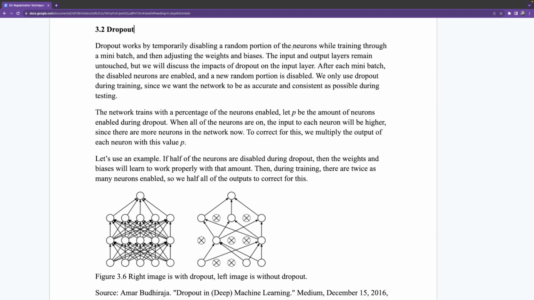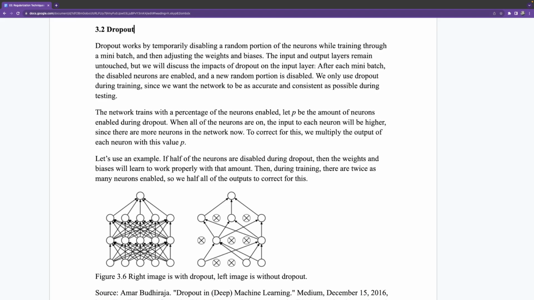biases. The input and output layers remain untouched because people have often found that if you do dropout on input and output, it usually negatively impacts the accuracy. Sometimes dropout in the input layer is implemented, but it's kind of rare.